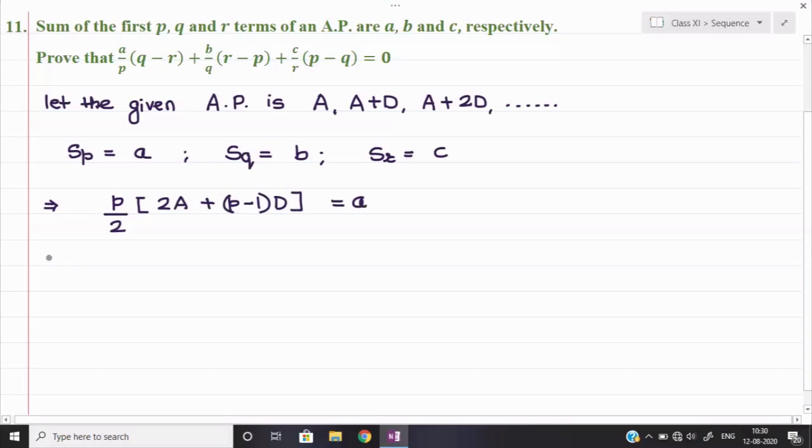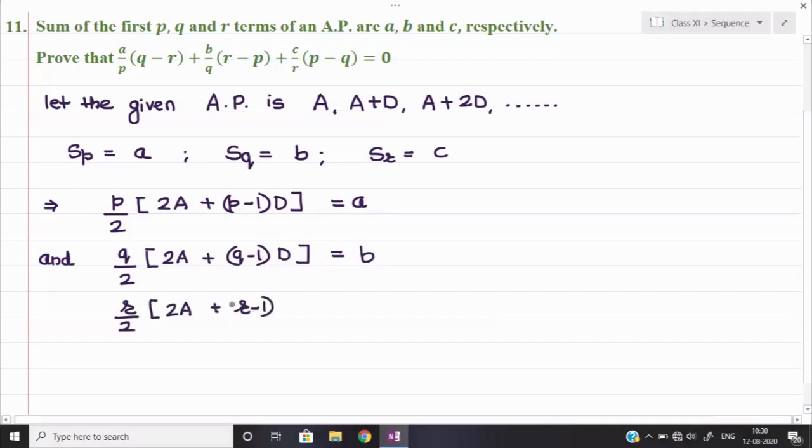Similarly, if I expand the remaining two, that will be q upon 2 into the bracket 2A plus q minus 1 into capital D is equal to small b. And in the same way we can write r upon 2 into the bracket 2A plus r minus 1 into capital D is equal to small c.